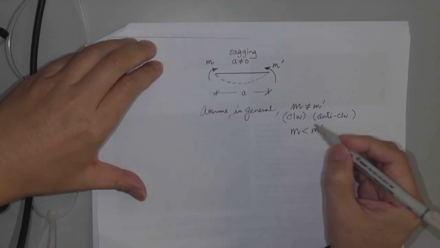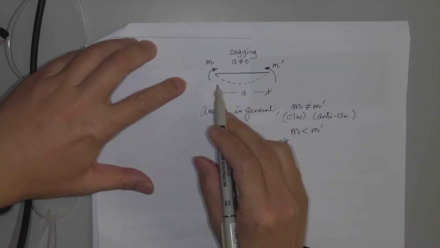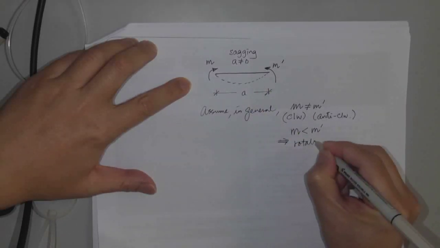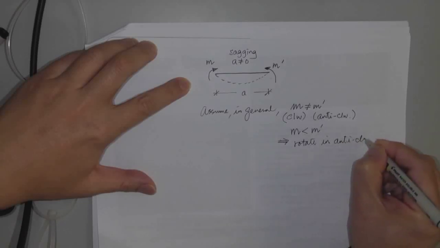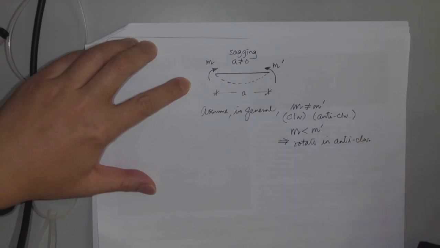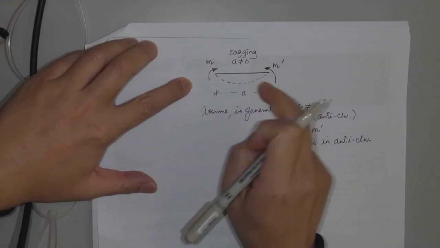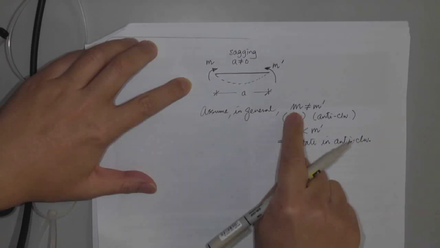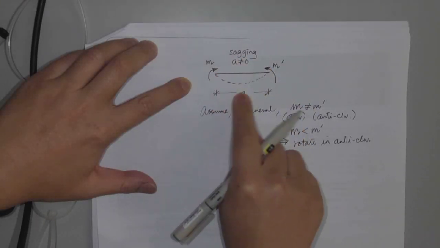Right? So that implies if I have a beam with these two moments, my beam will rotate in the anti-clockwise direction. But this is not true. Actually, my beam doesn't rotate. If I assume a situation like this, my beam will rotate in the anti-clockwise direction.